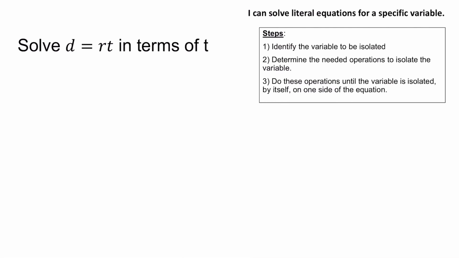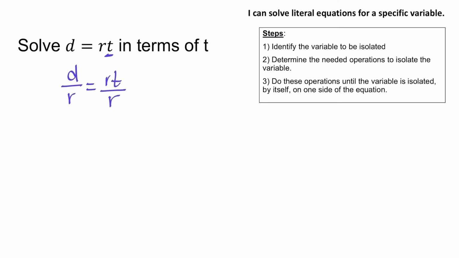Let's solve d equals rt in terms of t. So we want to get t by itself on one side of our equation. Well, t is not by itself because we have r multiplying t. So we're going to do the opposite of multiply, which is divide, and we're going to divide both sides of our equation by r.